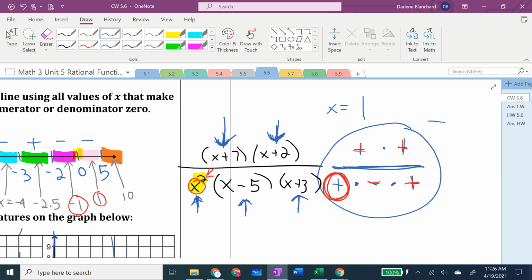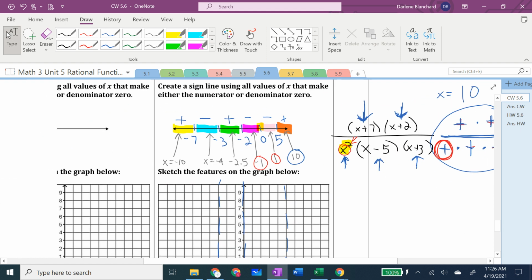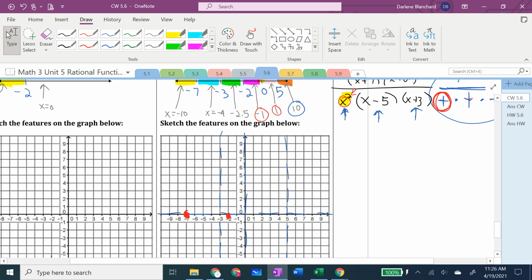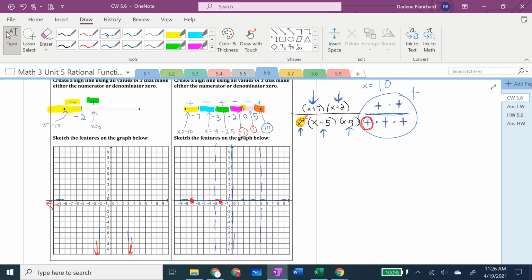Now, I'm going to do one last bit. When x is equal to 10, I get positive, positive, positive, oh, positive, and oh, so positive. Now, I have to follow the horizontal asymptote on the left side. I am positive on the left side. I have to be following it here. I have to follow my horizontal asymptote on the right side. I am above the x-axis, so I have to follow it above the horizontal asymptote.